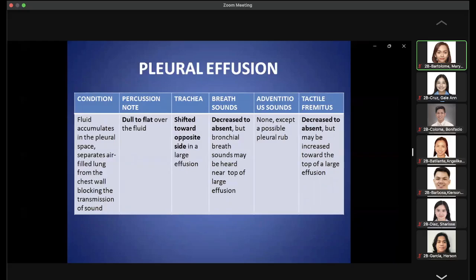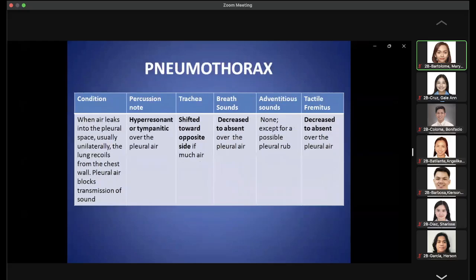So in pleural effusion, there is fluid accumulation in the pleural space, separating air-filled lung from the chest wall and blocking the transmission of sound. So on percussion note, you may appreciate a dull to flat note. Trachea may be shifted toward the opposite side in a large effusion. Breath sounds decrease to absent, and tactile fremitus may be decreased to absent also. All right, so that's pleural effusion.